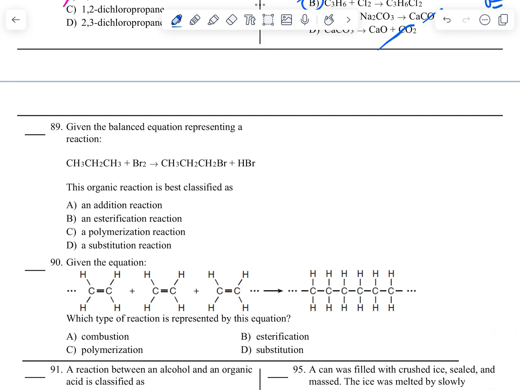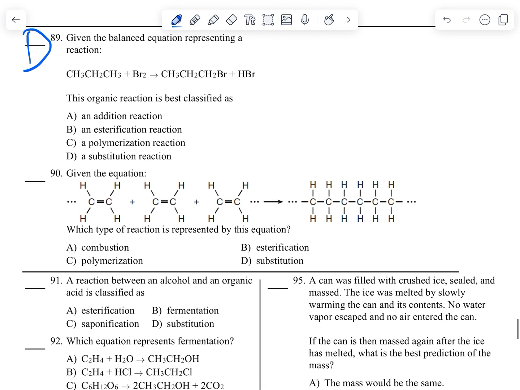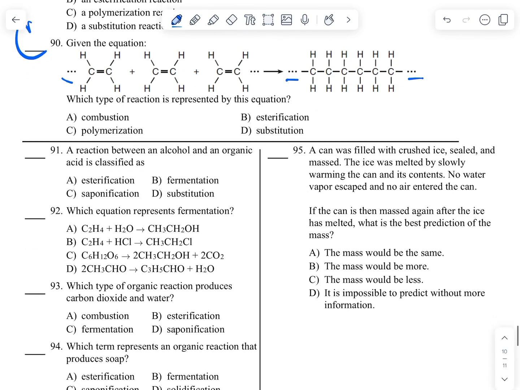What's going on here? It looks like we've got a hydrocarbon and bromine, and then one of the bromines went in and one of the hydrogens came out. That's called a substitution reaction. All right, the key with this one, I see dot, dot, dot, and I see we're adding. So this is a polymerization.